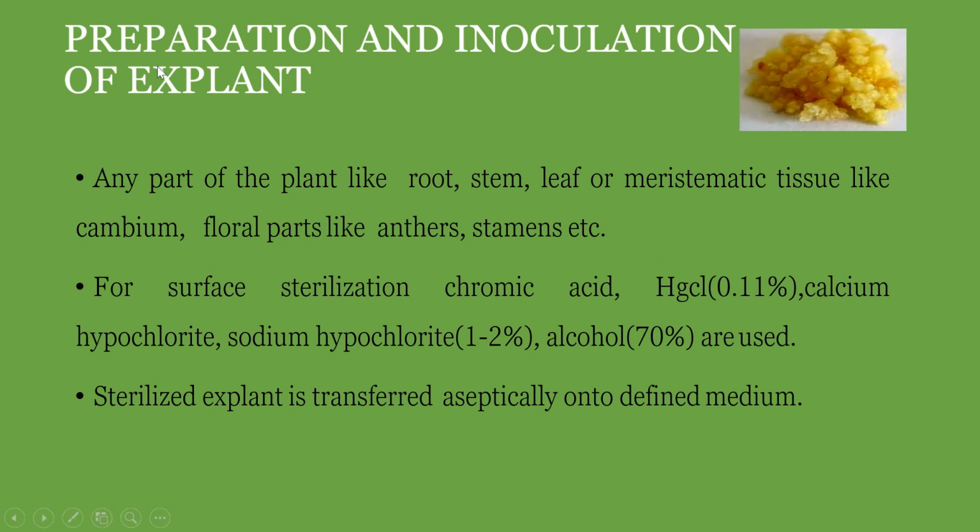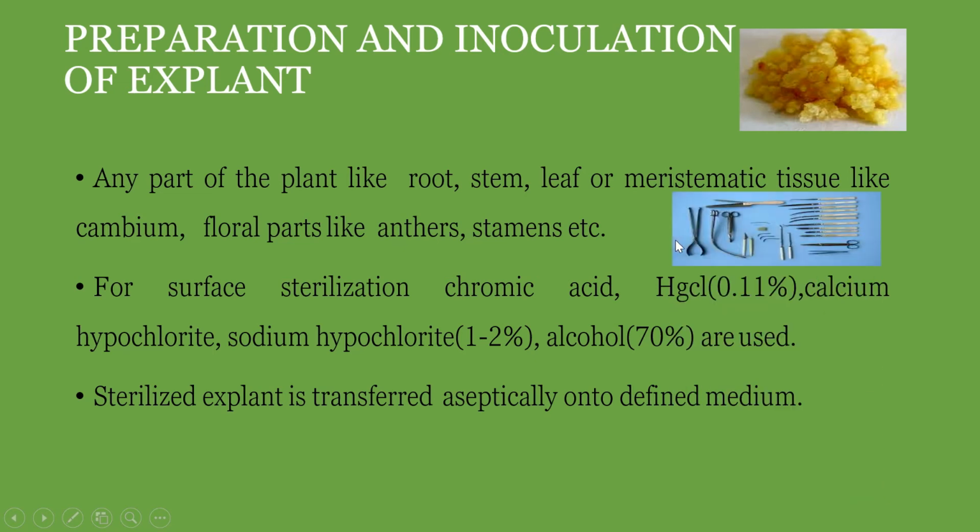So now the next step is preparation and inoculation of explant. So how is the explant prepared? Let us see what an explant is first. An explant is any part of the plant. As I told in the previous slide, it may be root, stem, leaf, or meristematic tissue like cambium, or it may be floral parts like anthers and stamens. These act as an explant for the production of callus culture.